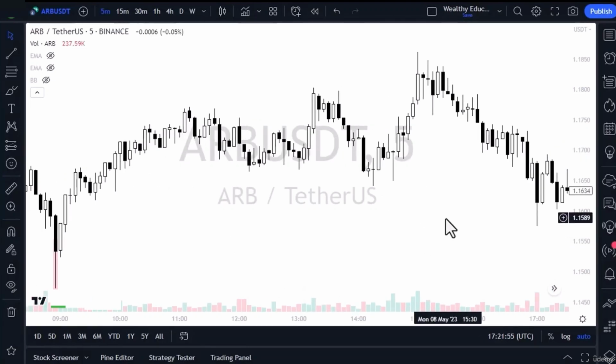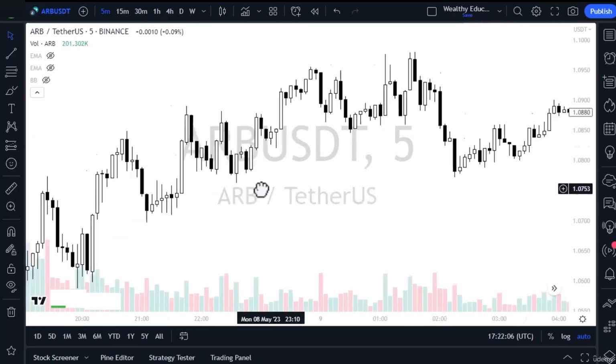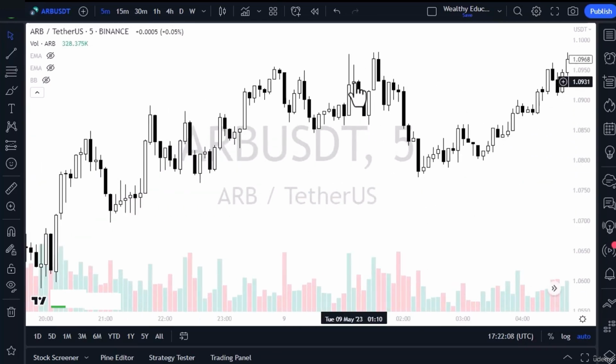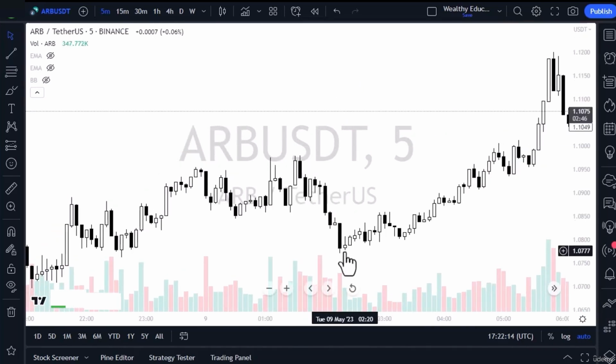Shooting star. Break down below it. It threatened a couple of times and then broke down. Shooting star. Break down below the bottom of it. Pull back to support and then bounce back. Inverted hammer. Stop loss here. Take the break there. Does pull back a little bit, but eventually goes higher.